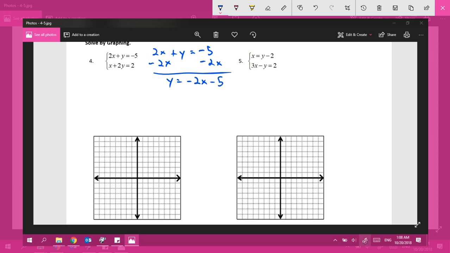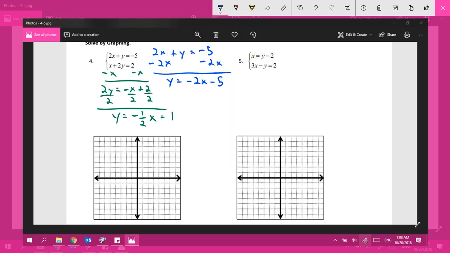Alright, in my second equation, let me use a different color so I can show you the two different lines. We're going to have x plus 2y equals 2. I want y by itself, so I'm going to subtract x from both sides. That leaves me with 2y equals negative x plus 2. And then I'm going to divide by 2 to get y by itself. Divide everything by 2, which means y equals negative 1 over 2x plus 1, because 2 divided by 2 is 1. So there are my two lines.